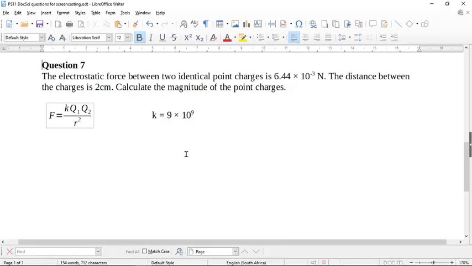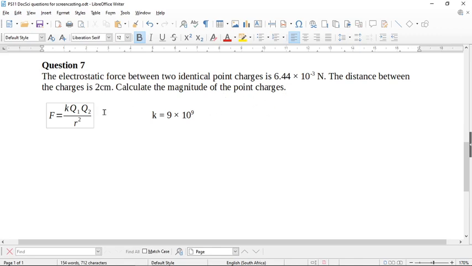Okay, let's look at this question from DocSci Ex. It's question 7 from exercise 15 in the electrostatics chapter. It says: the electrostatic force between two identical point charges is 6,44 times 10 to the negative 3 newtons. The distance between the charges is 2 centimeters. Calculate the magnitude of the point charges.